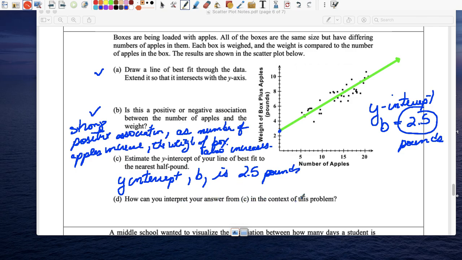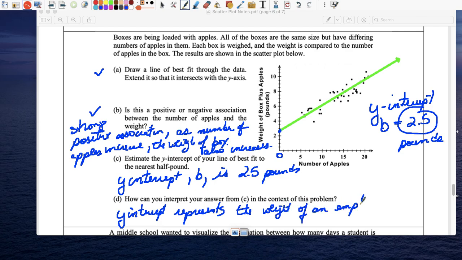How can you interpret your answer from seeing the context of this problem? If you think about it, why is the weight 2.5 pounds when there's 0 apples in the box? Because the y-intercept in the context of this problem represents the weight of an empty box. It has no apples, and it weighs 2.5 pounds, because we're talking about the weight of the box.